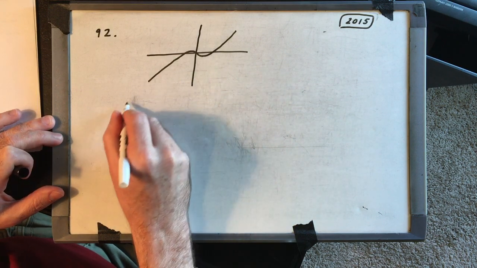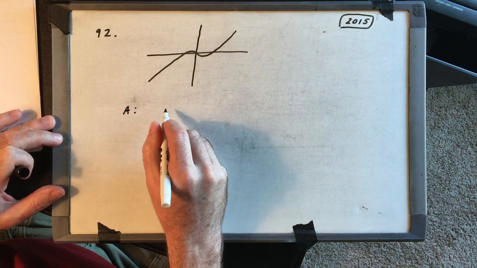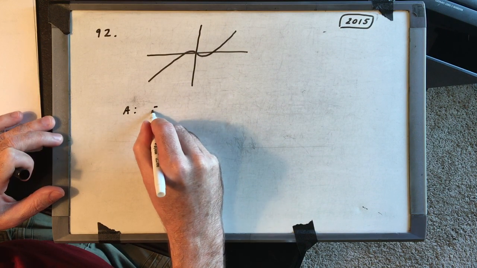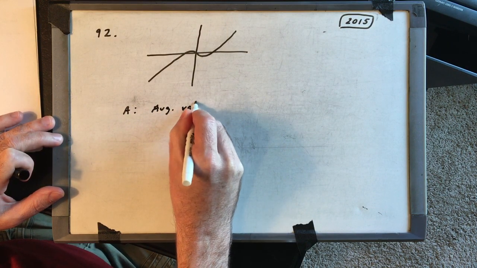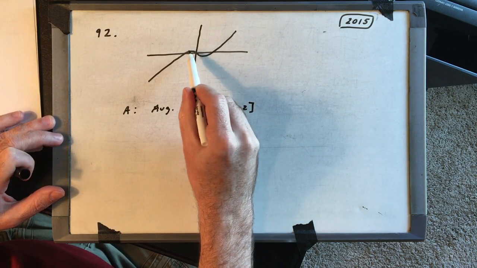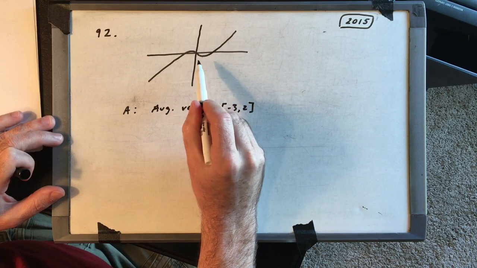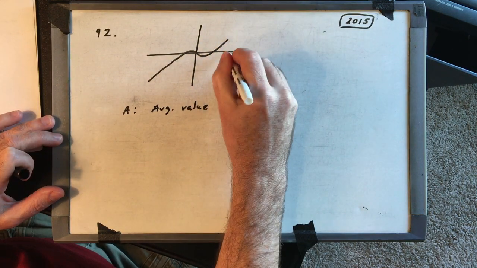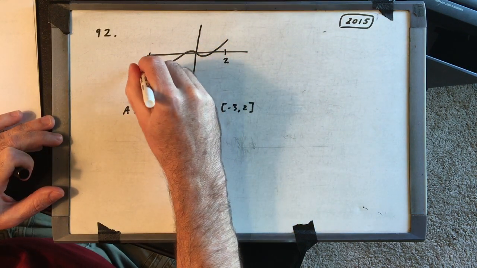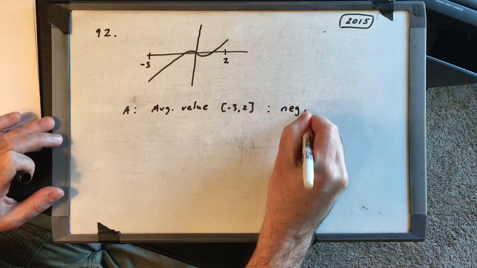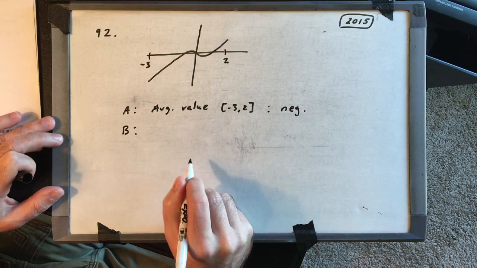All right, so let's look at A. A says the average value between -3 and 2. Well, let's just look at that. Most of this function between -3 and 2 is below the x-axis, so that average value is going to be negative. So we're looking for what's the greatest one.